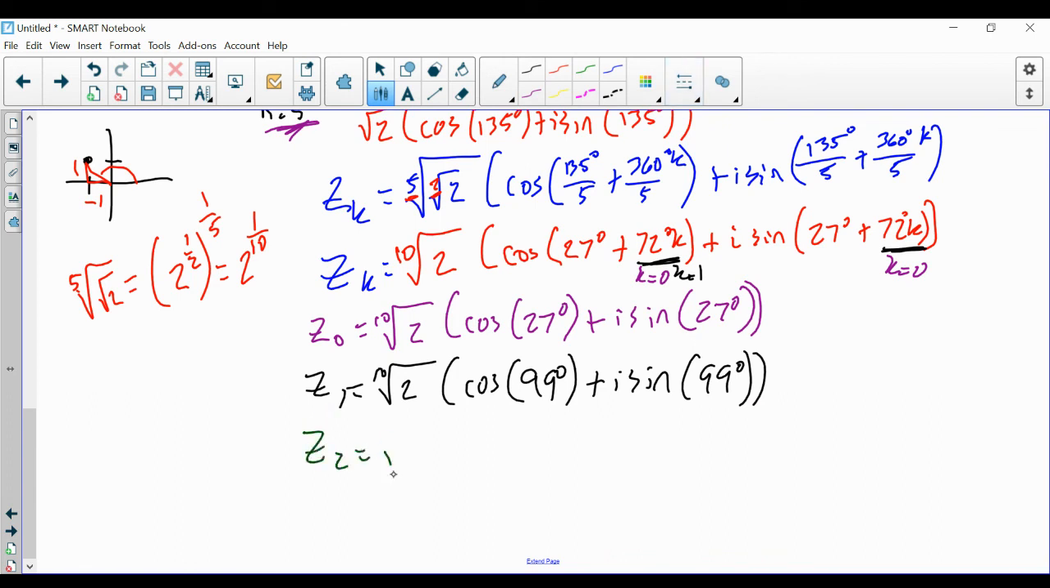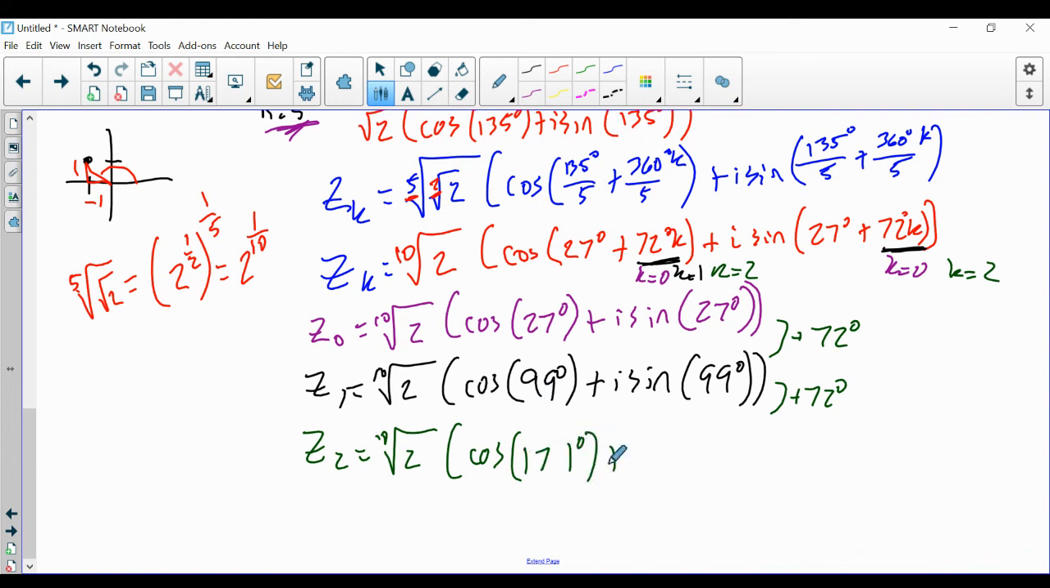z sub 2, again, make k equal 2. I didn't write it over there the last time, but that's fine. So that means I'm adding another 72, right? So that's kind of the shortcut, if you will, instead of substituting it in and simplifying every time. So you are doing 99 degrees plus 72. So, do your math. 171 degrees plus i sine 171. And we're at 3 answers, so I need 2 more.